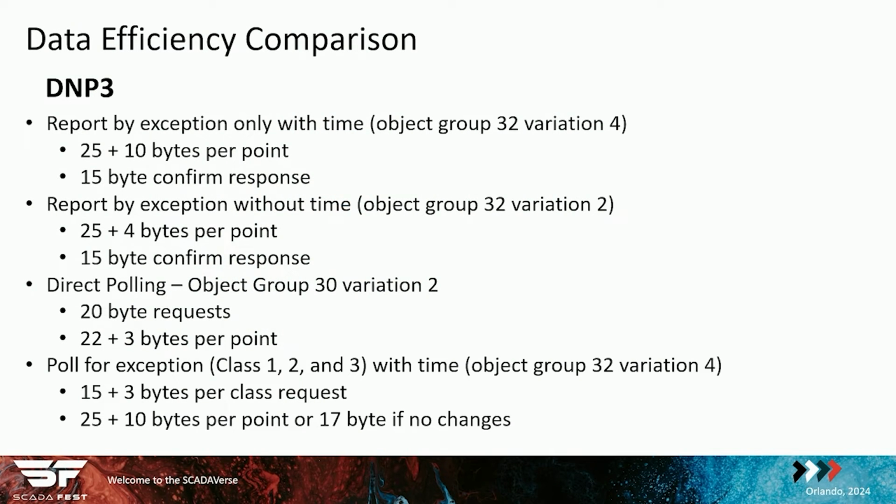And then the last one is poll for exception. Basically, you can poll for class 1, 2, or 3. You can choose which classes you want to poll for. In my example, if you're polling for exception, I'm assuming you're going to want time coming back with it. You're going to want to know when that changed in the RTU. You're not going to wait until you poll for exception to actually timestamp it. That doesn't really make much logical sense. So for poll for exception, I'm assuming you want time coming back.